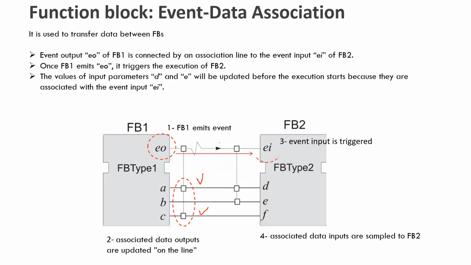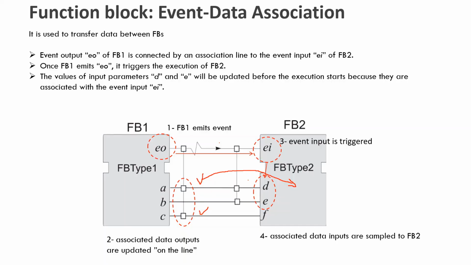Then the event will be transmitted to event input EI of FB2, and at that moment the associated data inputs will be sampled. These are D and E. So D is connected to A, so this refreshed value of A will get into function block 2, while B is not associated with EO, so there will be some garbage, and this garbage will be taken from the line. So it's an undefined value. Garbage is an undefined value, and it will be taken from the line and also sampled as the new value of variable E.